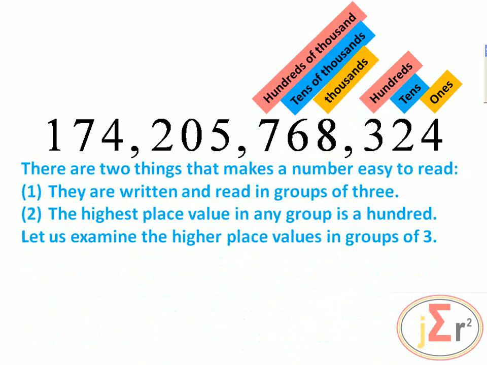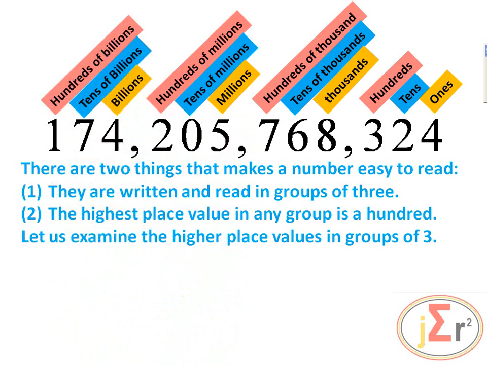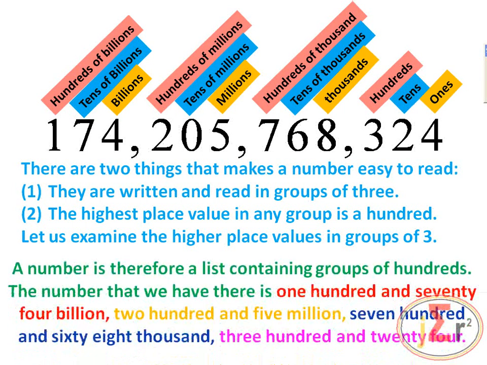So there are two things that make a number easy to read. One, they are written and read in groups of 3. Two, the highest place value in any group is 100. So let us examine the higher place values in groups of 3. So a number is easy to read because it is read in groups of 3. So it is a matter of which group the digits fall into. A number is therefore a list containing groups of hundreds.